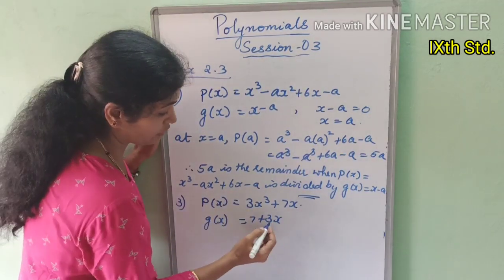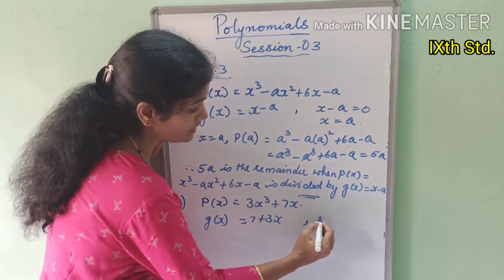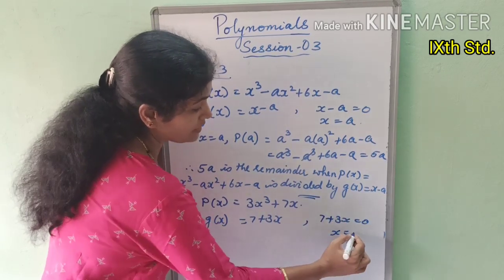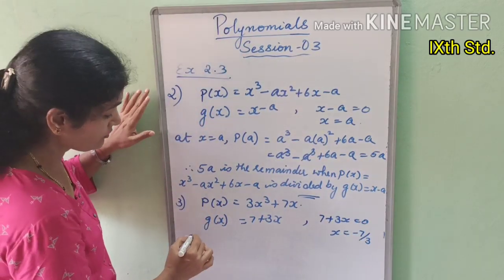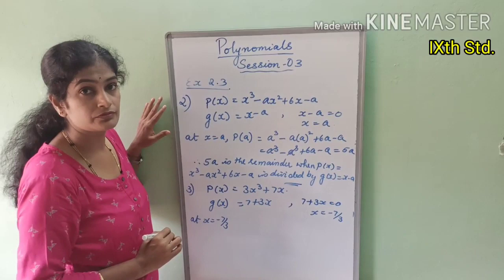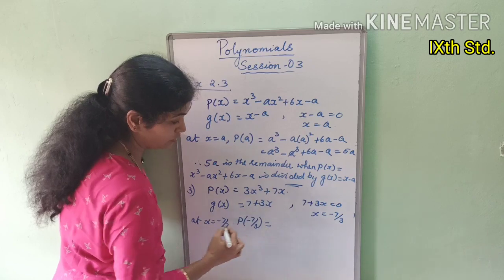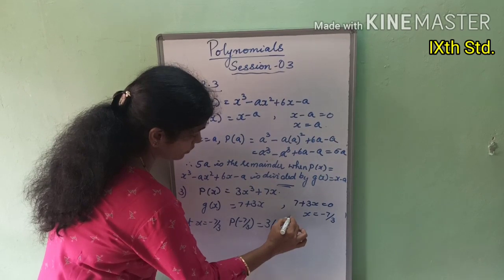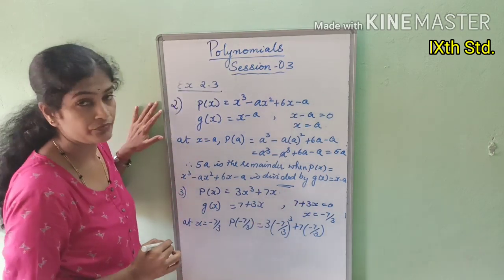Okay, now just find out that. To find out, first we have to find the zeros of this g of x. Let's see the zeros. 7 plus 3x is equal to 0. So x is equal to what? Minus 7 by 3. Now substituting this at x equal to minus 7 by 3, what is p of x? P of minus 7 by 3 is equal to 3 into minus 7 by 3 whole cube plus 7 into minus 7 by 3. Right?